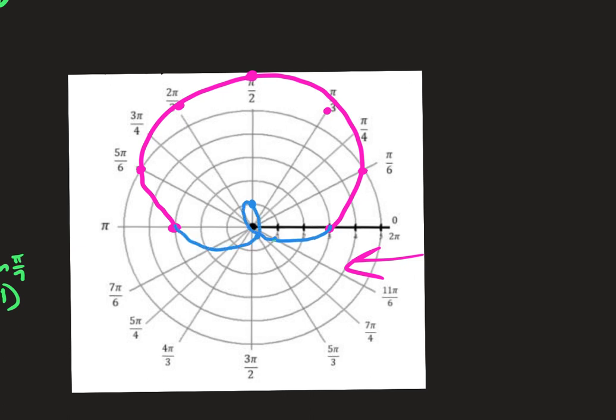So if I were to reflect this point over here and this point over here, you're going to get the other half of that loop.